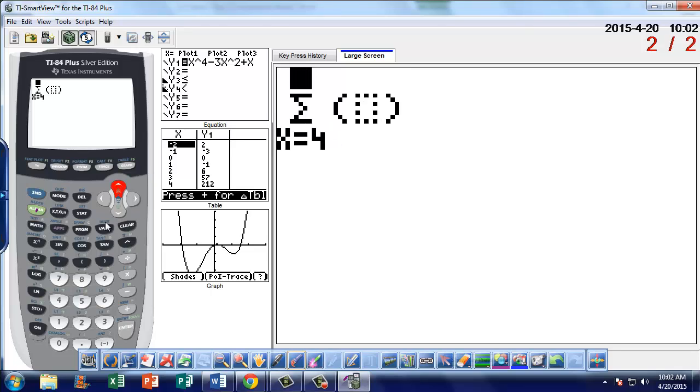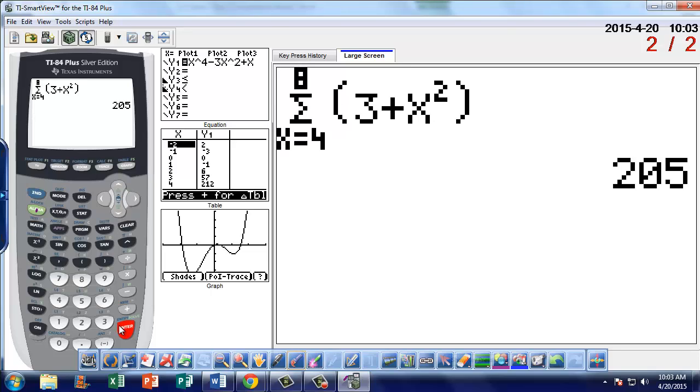Then I'm going to arrow up. It ends at the 8th term. And then I'm going to go ahead and put in my rule. My rule is 3 plus, it says K squared, but like I said, I'm going to use X because that's the letter I chose to put in right here. Hit enter. Done. The answer is 205.